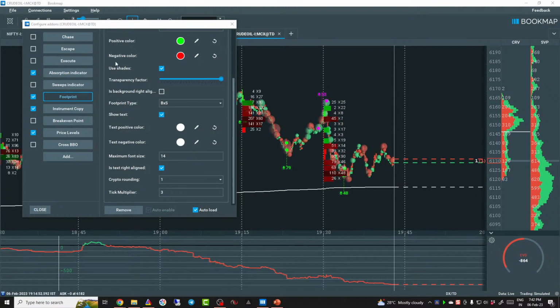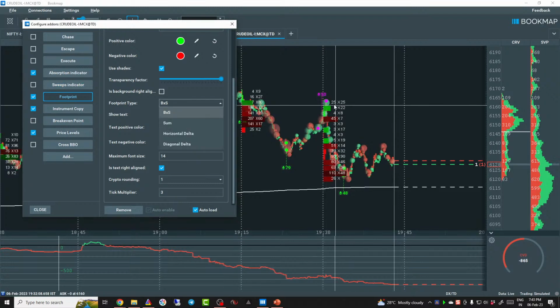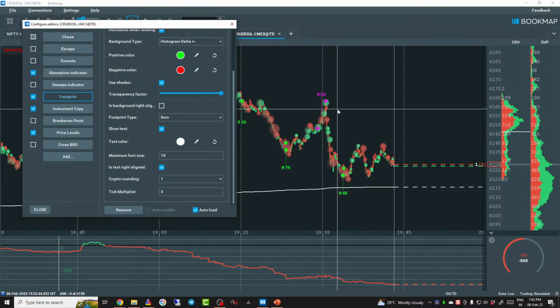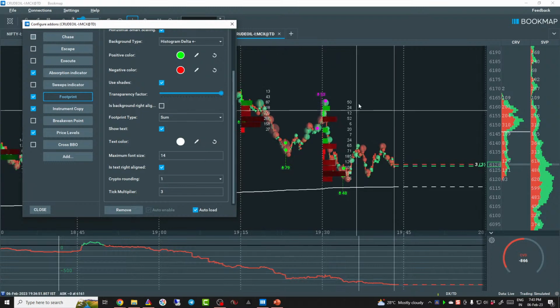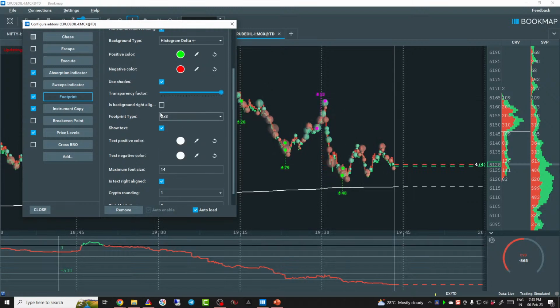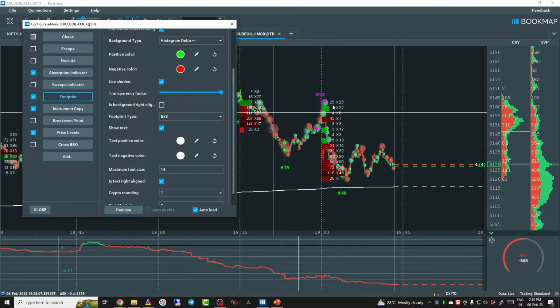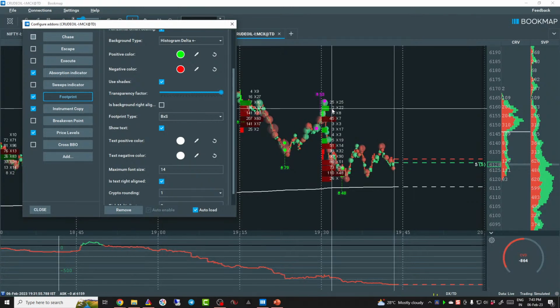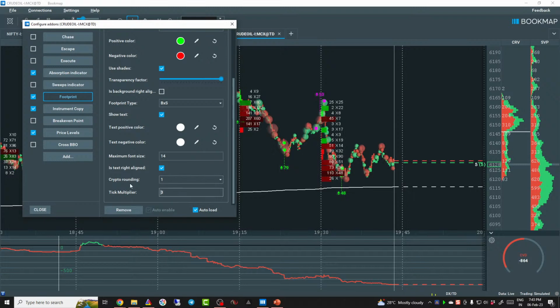Okay. So this B into S will help us to plot the text with buying and selling differentiation. Sum means we will get summation information. You can see this is basically how many orders, the total volumes that it will indicate. I basically use B into S. So in that case you will be able to see the aggressive buys and aggressive sells separately.